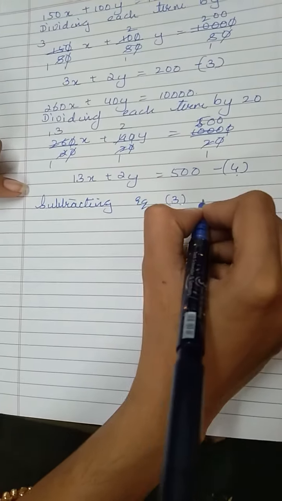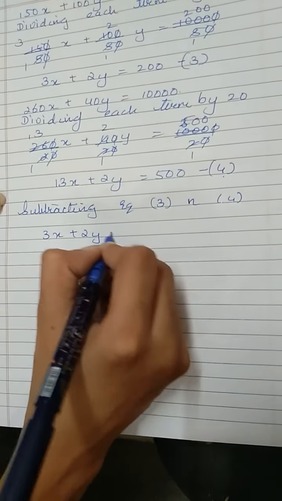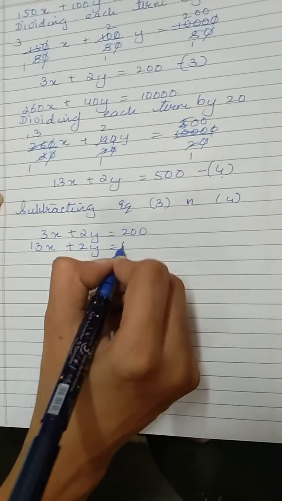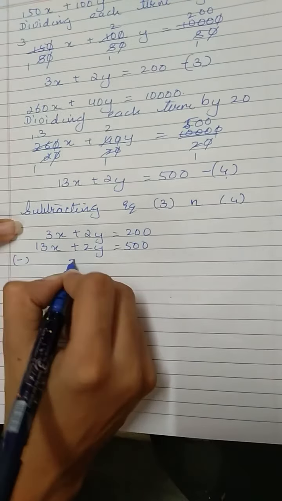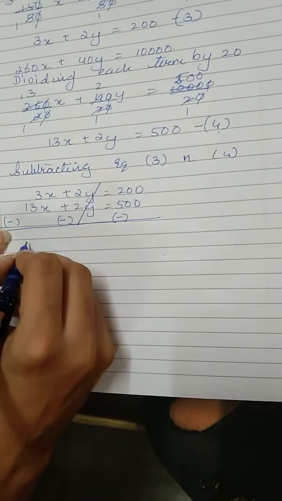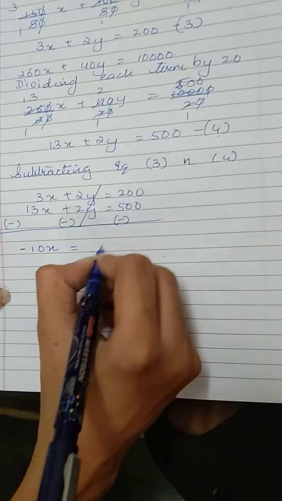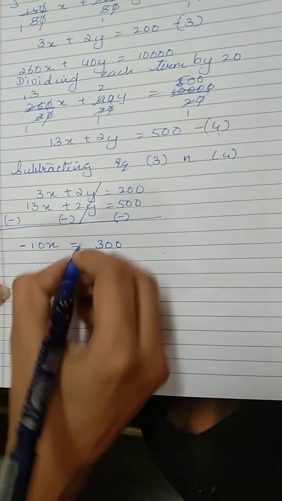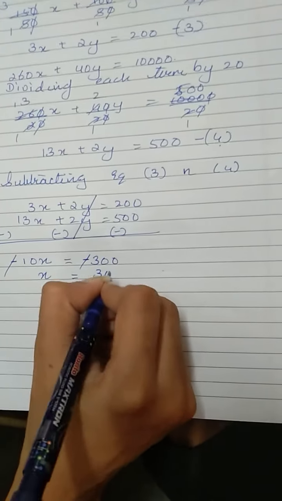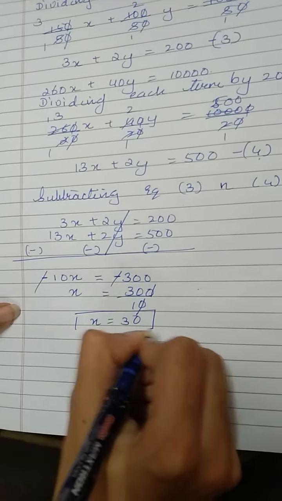Now comparing equations 3 and 4, we need opposite signs, so subtracting equation 3 from 4. 3x plus 2y is equal to 200, 13x plus 2y is equal to 500. Plus sign will get converted into minus. Plus 2y minus 2y will get cancelled out. 13 minus 3 is equal to 10, 500 minus 200 is equal to 300. Minus minus will get cancelled out. 300 upon 10, x is equal to 30.